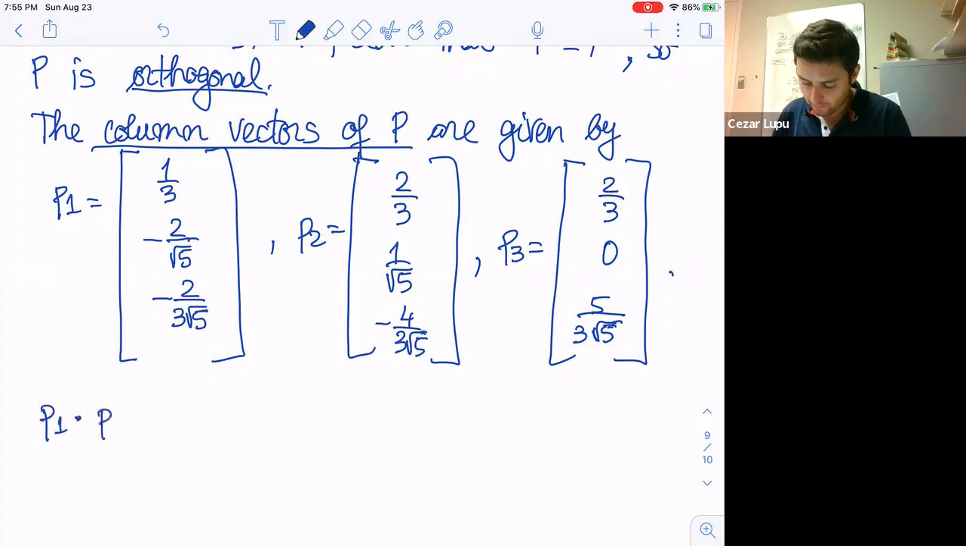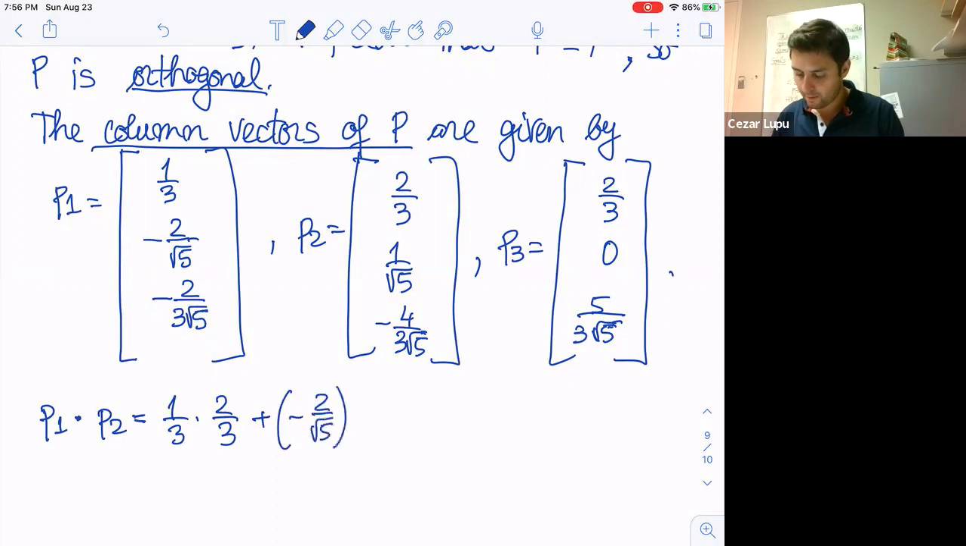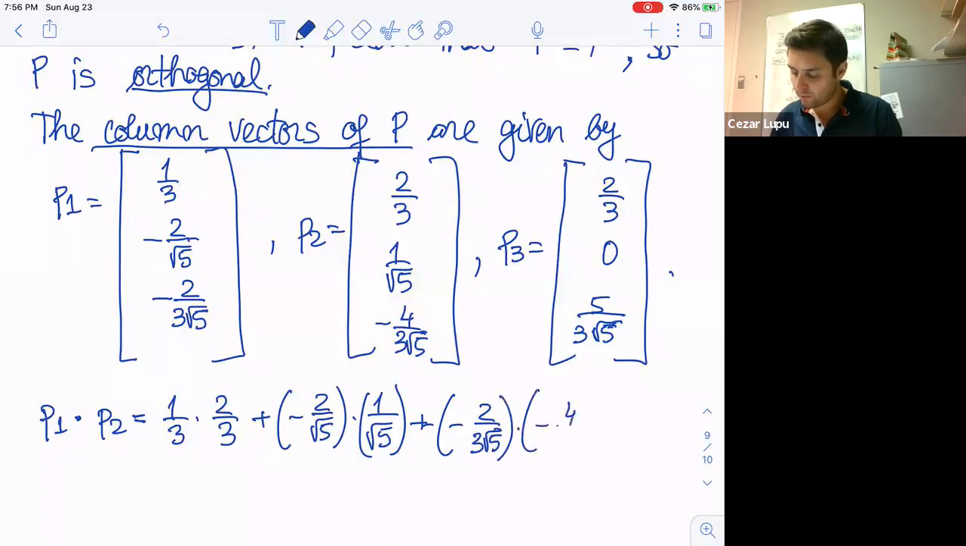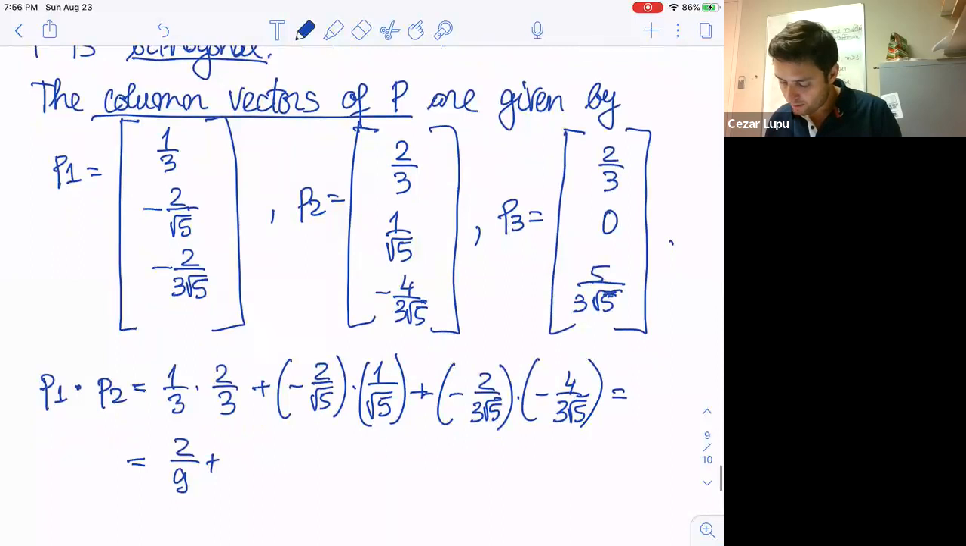P1 dot P2 will be what? Let's actually do the computations of one of them. 1/3 times 2/3 plus -2/√5 times 1/√5 plus -2/3√5 times -4/3√5. Well, if you do the computations here, this will be 2/9, oh my, plus, okay, minus, sorry.